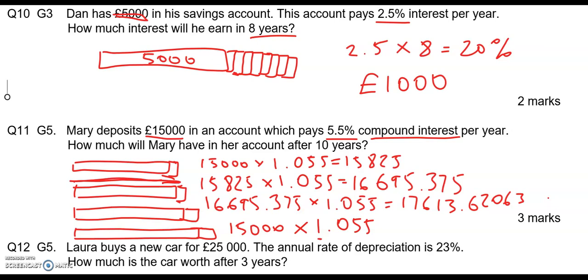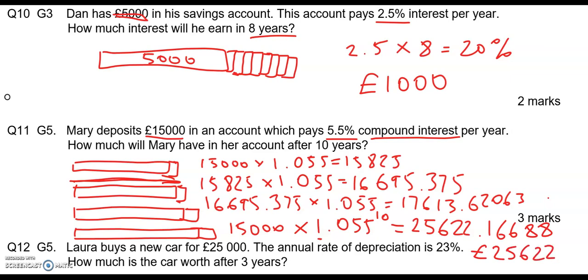And we're repeating the same process 10 times. So we just can put a power of 10 there, work it out using a calculator, and it should give you 25,622.16688. So in terms of money, this would be 25,622 pounds and 17 pence.